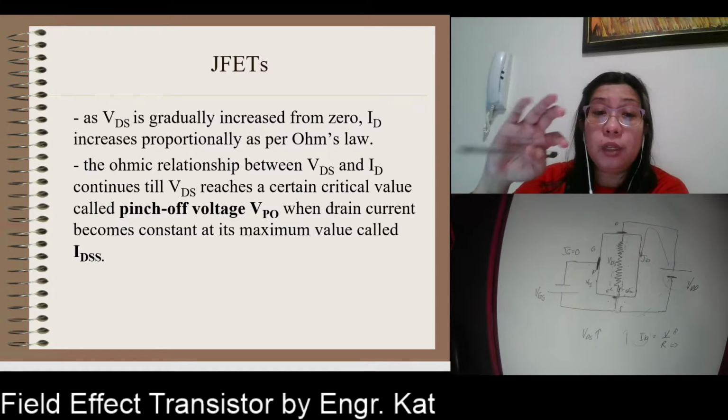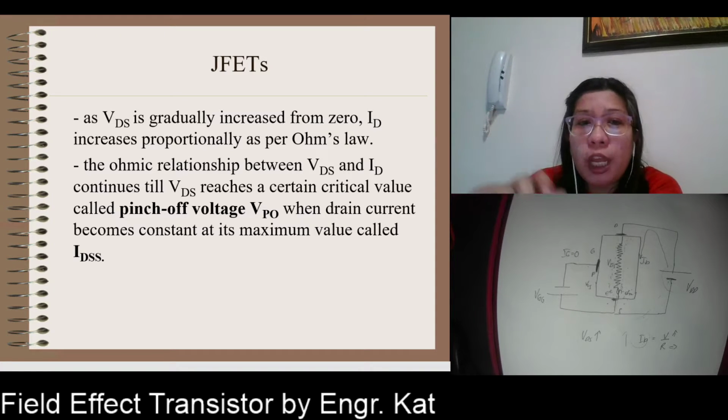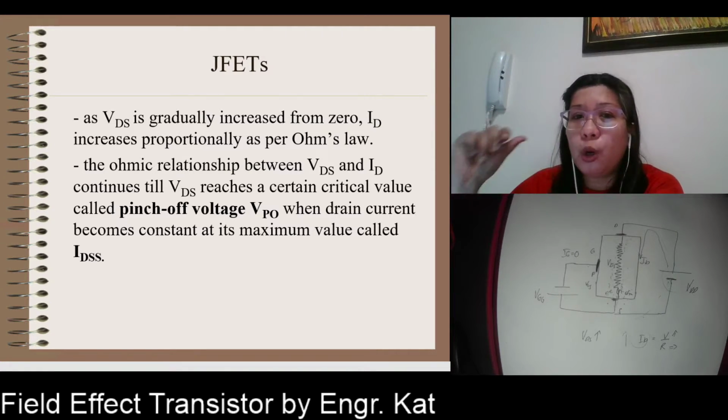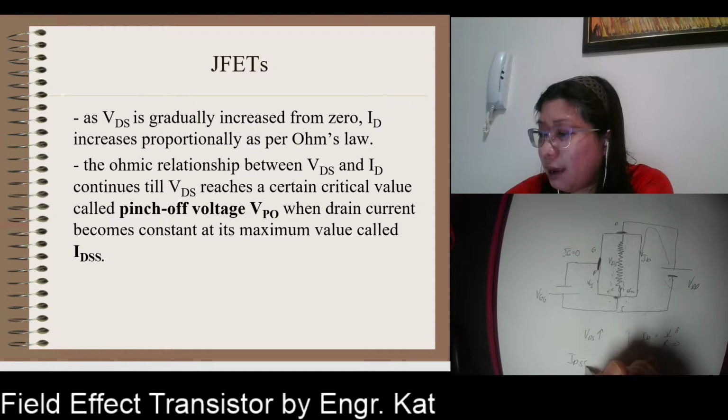So we call that critical value the pinch off voltage. Okay, when your drain current becomes constant at its maximum value. So that maximum current is what we call your IDSS. So IDSS is called the drain current.